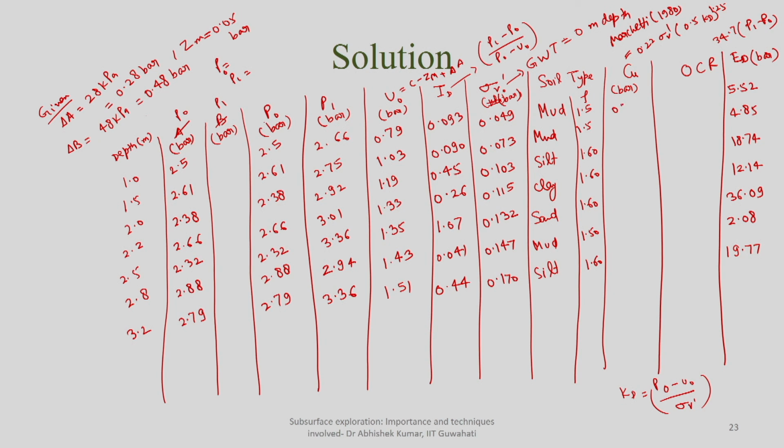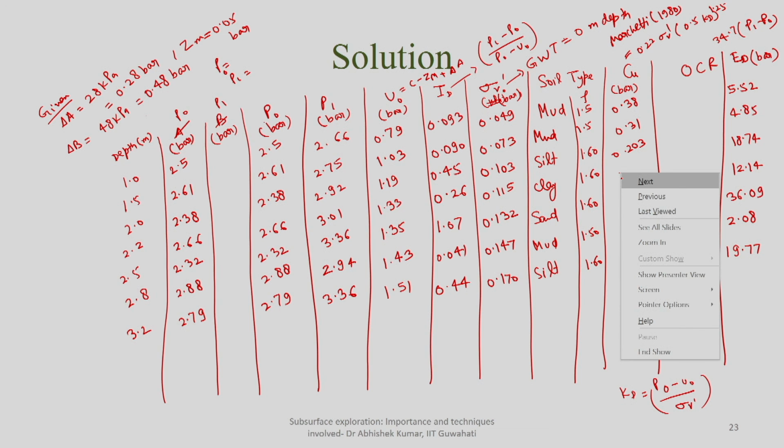I am directly writing here the value of Cu as 0.38, 0.31, 0.203, 0.227. This will not be applicable for sand. Sand, this formula will not be applicable. It is given for normally consolidated clays, and then for mud also, and then 0.196. This is the value of Cu you can determine.